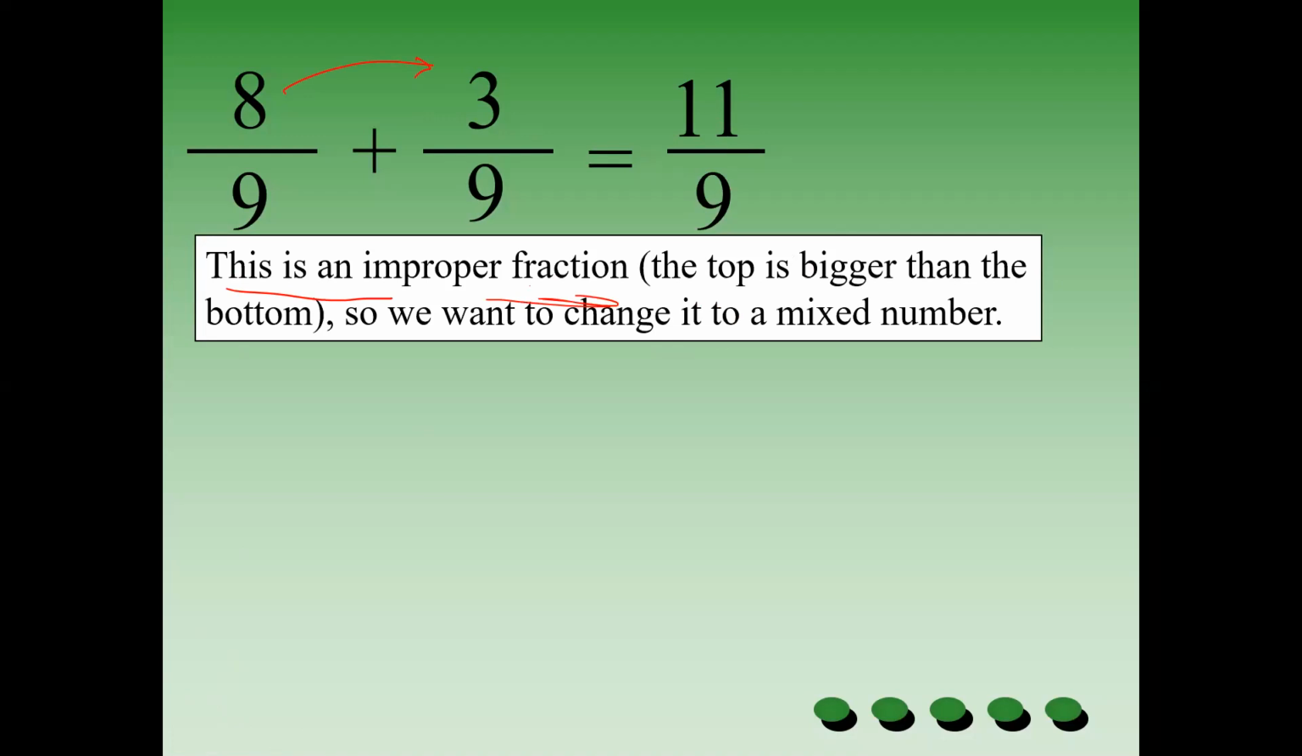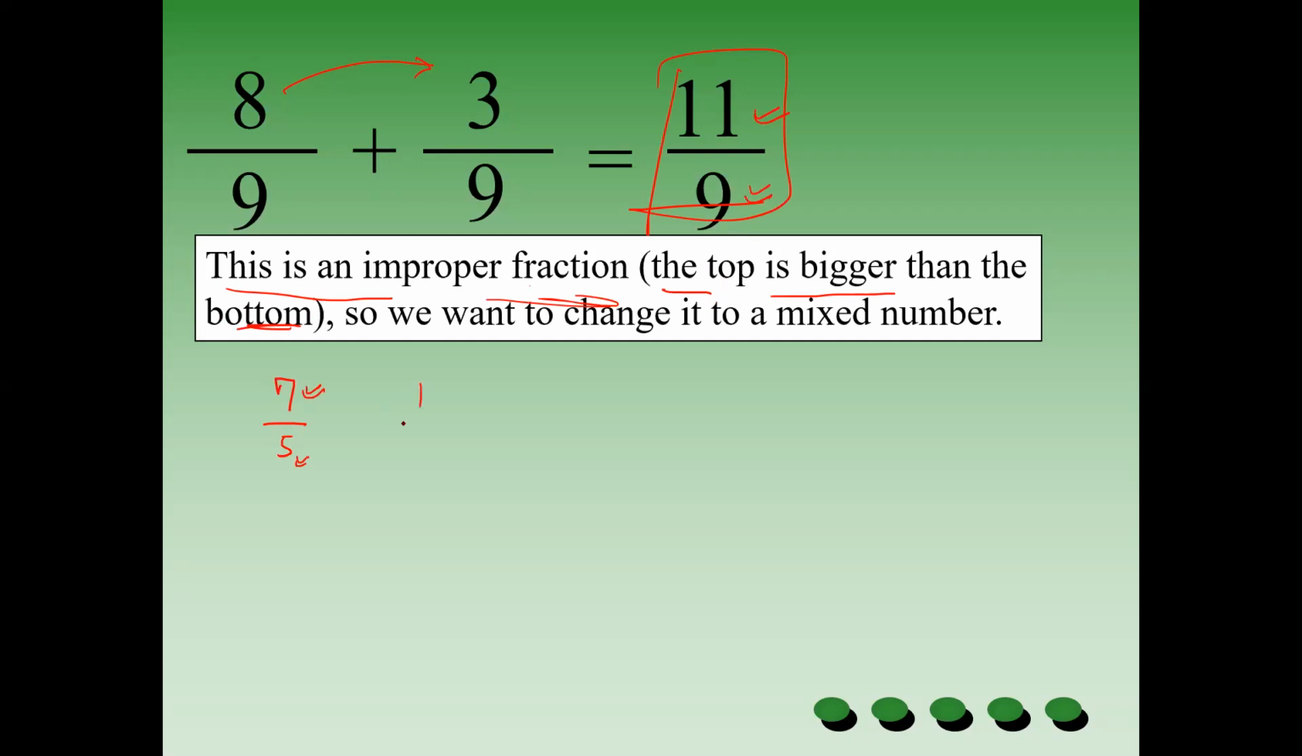Let me tell you. The fraction in which the top is bigger than the bottom, meaning the upper number is bigger than the lower number, is called improper. For example, 7 upon 5. 7 upon 5 is improper because the upper number is greater and the lower number is smaller.